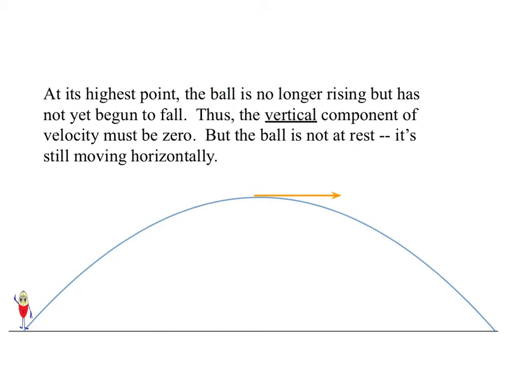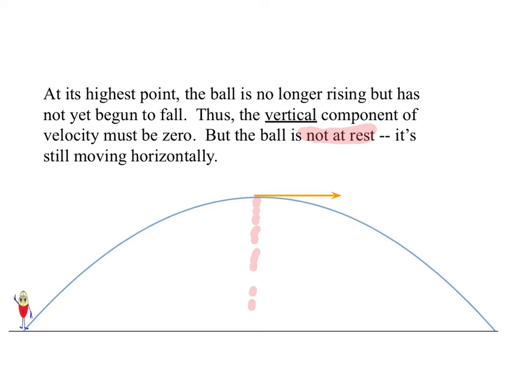At its highest point, the ball is no longer rising, but has not yet begun to fall, just like before. So the vertical component of the velocity must be 0, just like before. But the ball is not at rest because it still has its horizontal velocity. And that's good, because if the ball were at rest, it would just do this, which is silly.